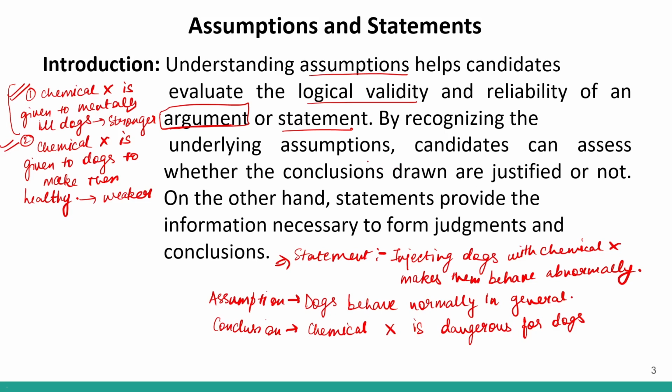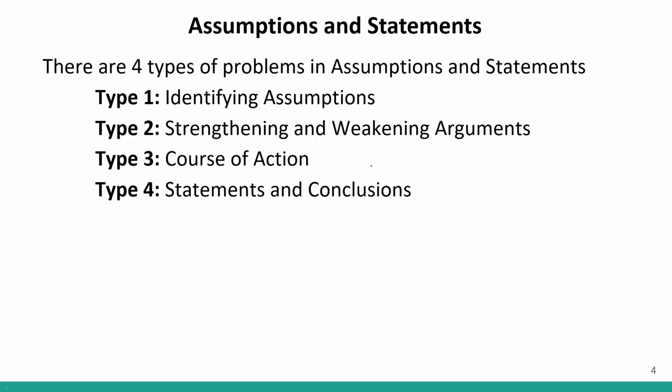So let us understand the types of questions that you can get. There are 4 types of problems that you can get in assumption and statements. Type 1 is identifying assumptions. So basically you have to identify what were the assumptions that were kept in mind while making a statement. Type 2 is strengthening and weakening arguments. So you have to determine whether an argument makes the statement stronger, makes it weaker, or whether it is neutral in nature. So these types of questions you get in strengthening and weakening arguments.